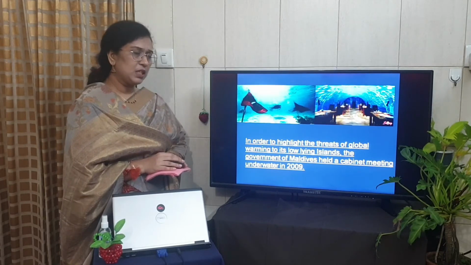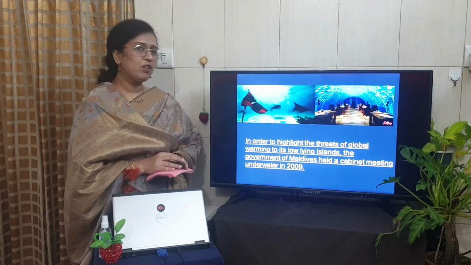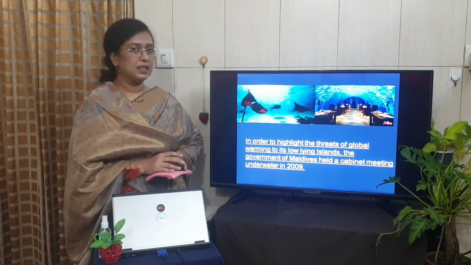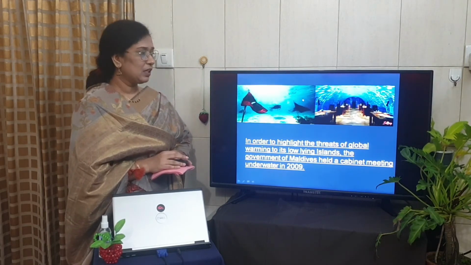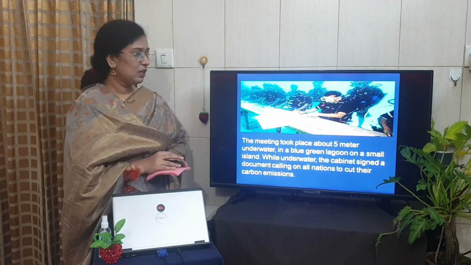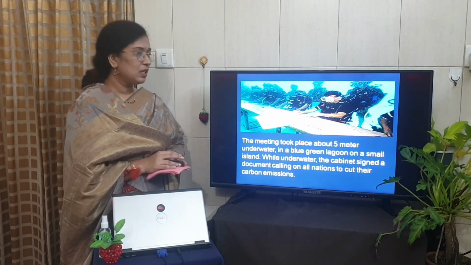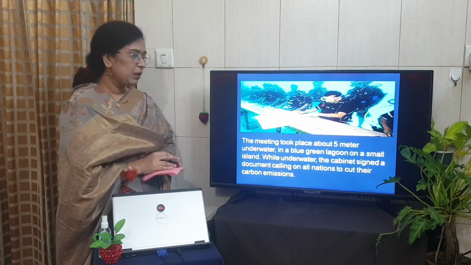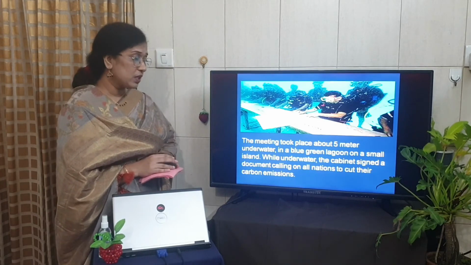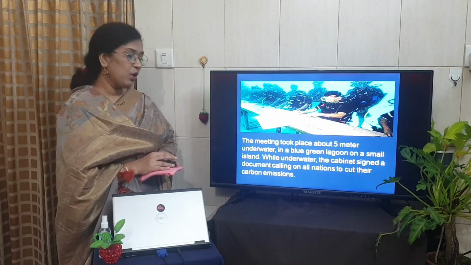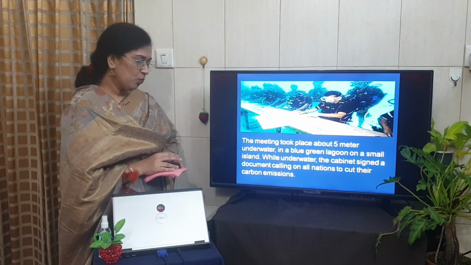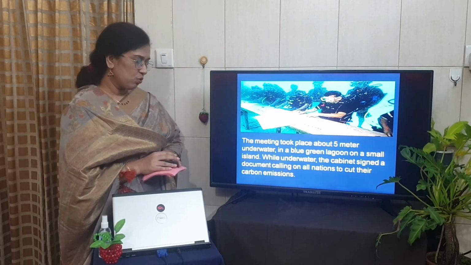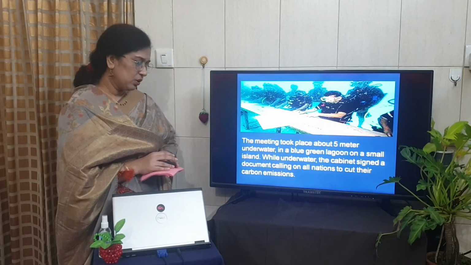And this is the scene of the meeting. We had never seen any kind of meeting under the water before 2009. I was also astonished to see this type of meeting. Look at this meeting place. All the members are wearing oxygen masks and they are signing a paper. The meeting took place about 5 meters underwater in a blue-green lagoon on a small island. While underwater, the cabinet signed a document calling on all nations to cut their carbon emissions.